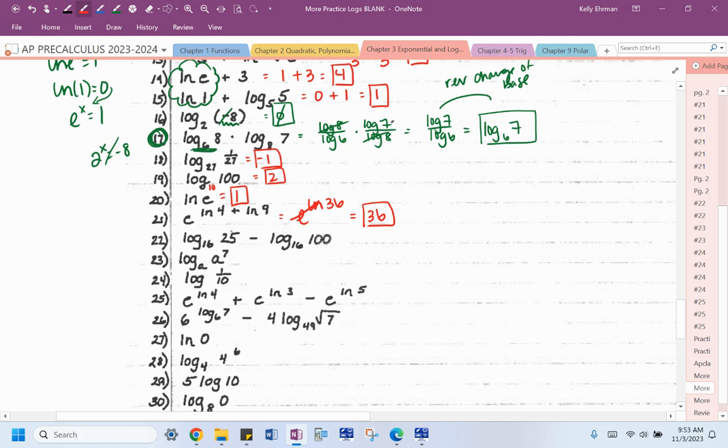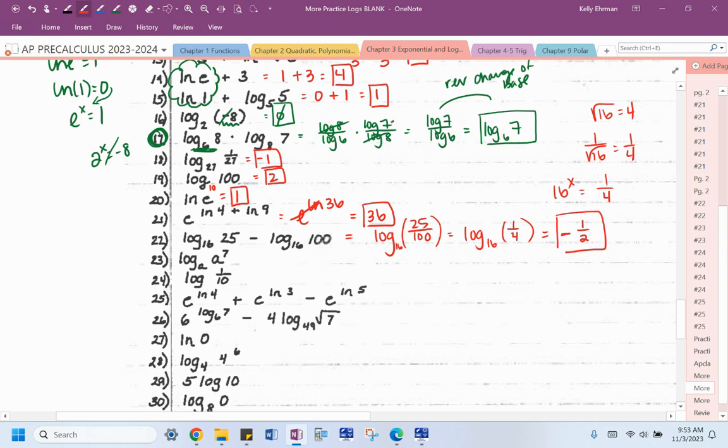16 to a nice power is not 25, so we've got to work on this. Condense this first. Log base 16 of 25 over 100. That's the log base 16 of 1/4. Okay, so how do we go from 16 to 1/4? It's got to be a negative exponent, right? Because it's going from a whole number to a fraction. And the relationship between 16 and 4 is the square root of 16 equals 4. So if it's negative 1/2, that's going to work because that's going to make it 1 over the square root of 16. So negative 1/2 is that answer.